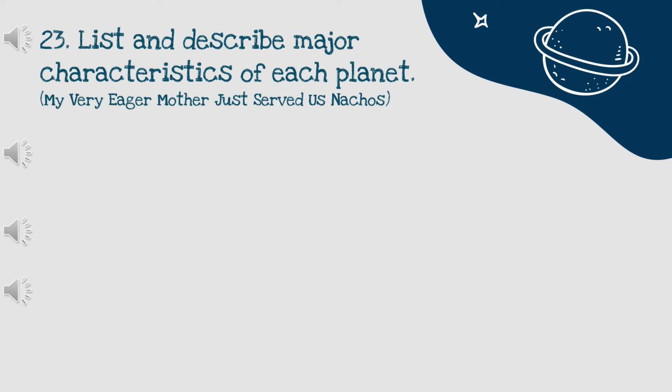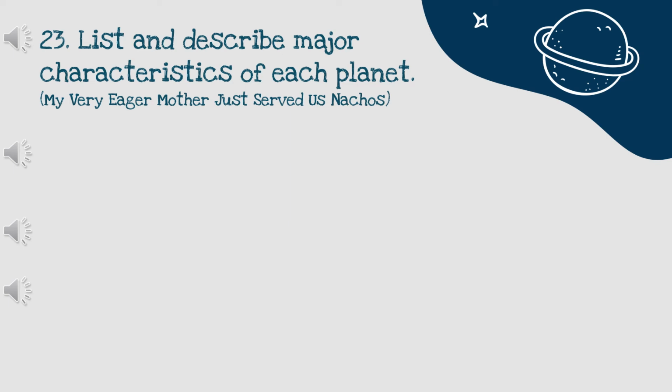Number 6 in our solar system is Saturn. It has the largest ring system. It's the second largest planet, and rings are made of ice. It also has the most moons. Next is Uranus. It spins on its side, and it is the coldest planet.